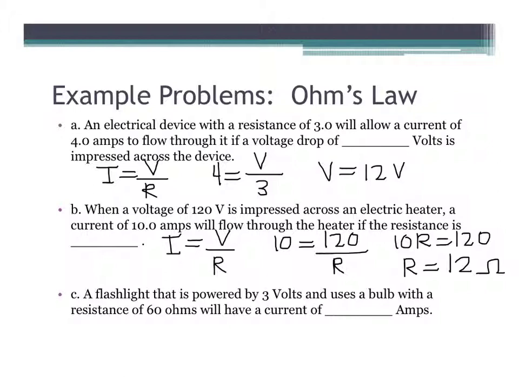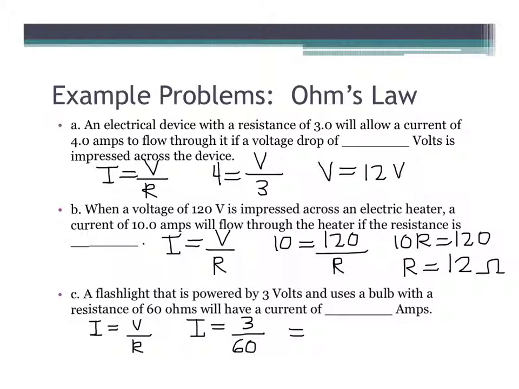And third example, a flashlight is powered by 3 volts, so basically 2 AA batteries, and it uses a bulb with a resistance of 60 ohms. What's the current flowing through the flashlight? So current is equal to voltage divided by resistance. So the current is 3 divided by 60, which is 0.05 amps. So just using Ohm's Law, it's a pretty simple equation, and really these are all just kind of plug and chug problems. Next, we're going to take a look at what power is and how to calculate how much power is consumed in electric circuits.